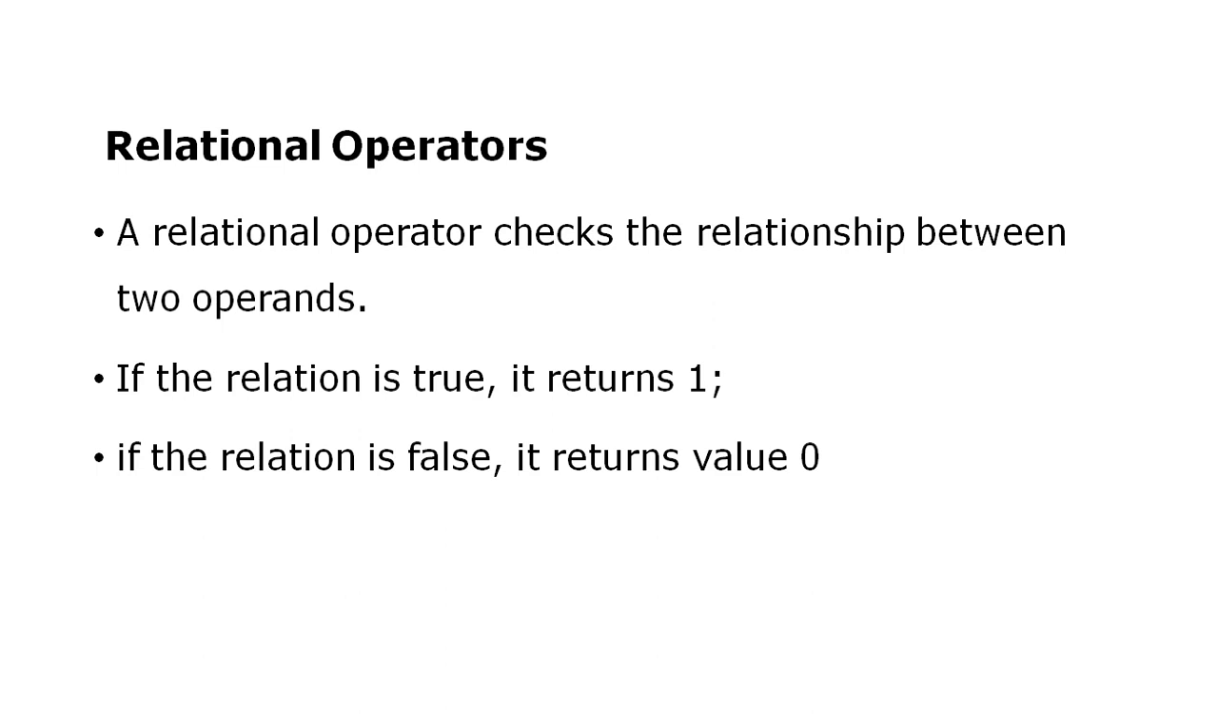A relational operator checks the relationship between two operands. If the relation is true, it returns 1. If the relation is false, it returns value 0. So these are all the relational operators.